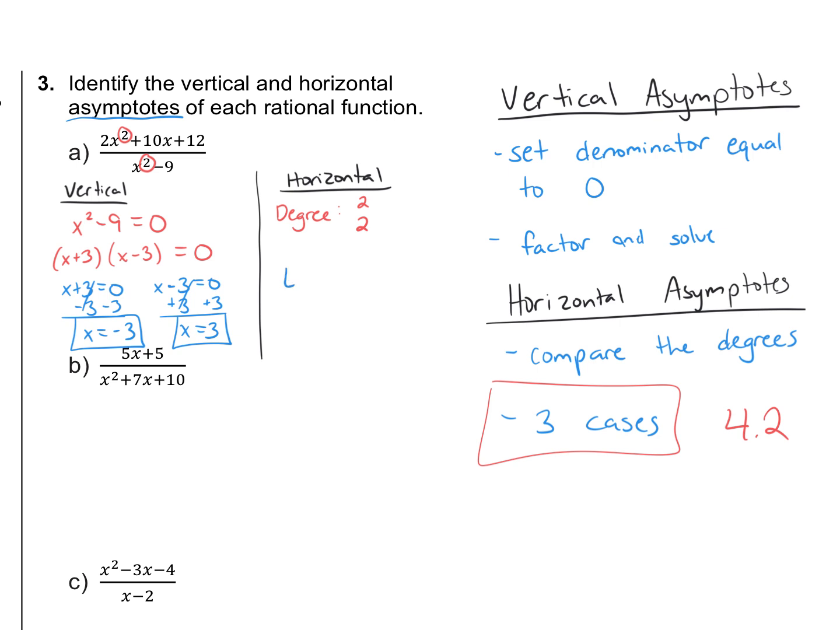If they're equal, yep, we're gonna divide our leading coefficients. What's a leading coefficient? It's the number in front, right? So our leading coefficient on the top is 2 divided by leading coefficient on the bottom, 1. So what's 2 divided by 1? 2. How do I write horizontal asymptotes? y equals 2.